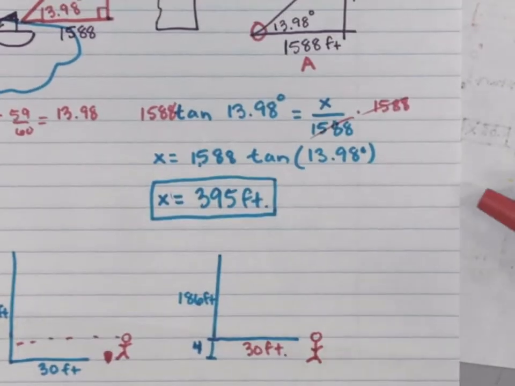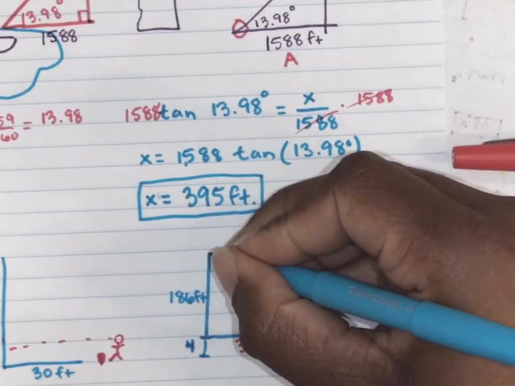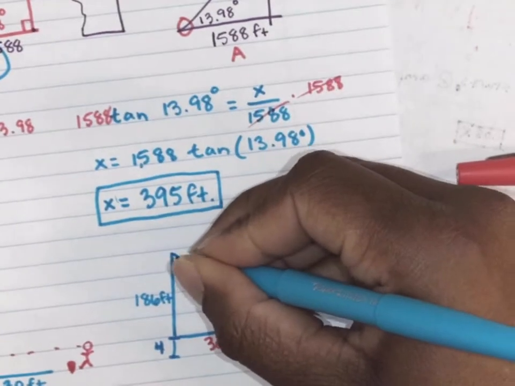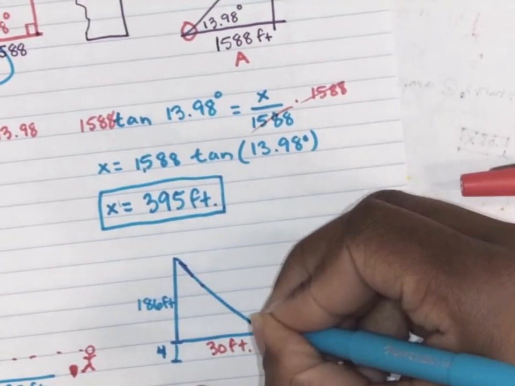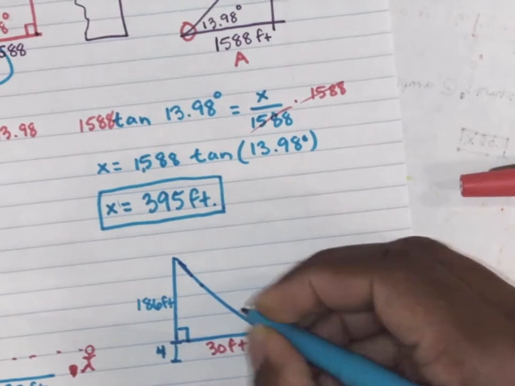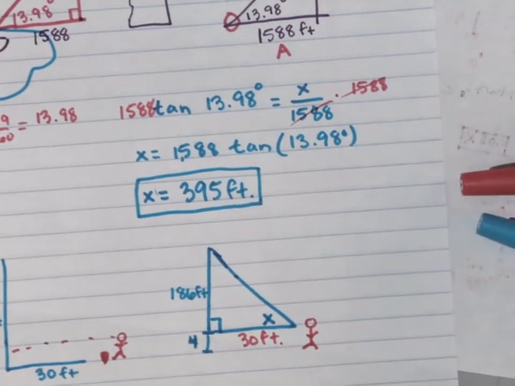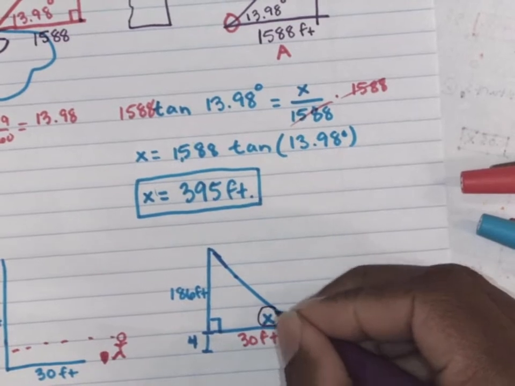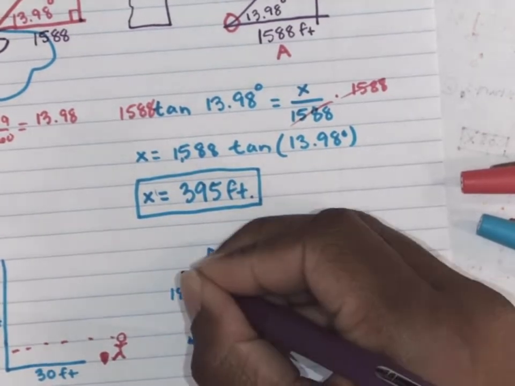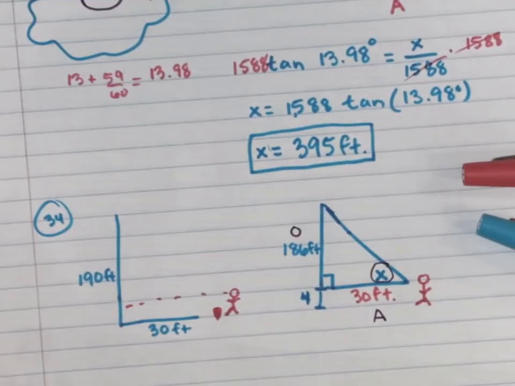So now we got a more accurate image, right? And we want to find this angle of elevation. So we'll say this is x. This is what we want to find. Okay, so looking from this angle, we've got the adjacent side and the opposite side, so we'll use tangent again.